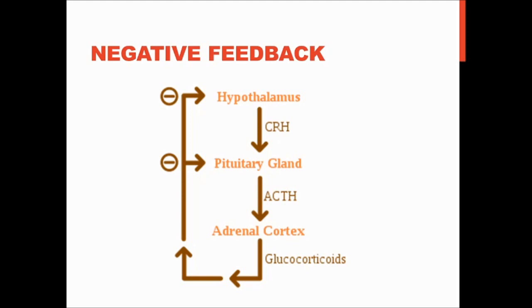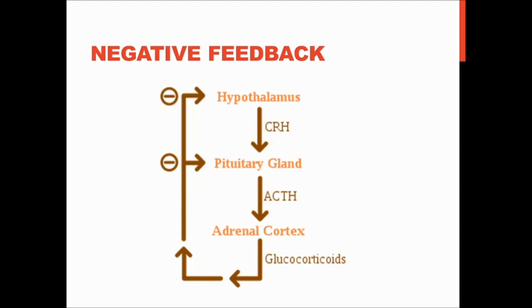So if too many glucocorticoids are being produced by the adrenal gland, it'll tell the pituitary gland and the hypothalamus to stop stimulating it because it doesn't need to produce any more. And the opposite also occurs. If there's not enough being produced, it sends a signal to the hypothalamus and pituitary gland to send more stimulating hormones, and that will tell the adrenal cortex to start producing more.